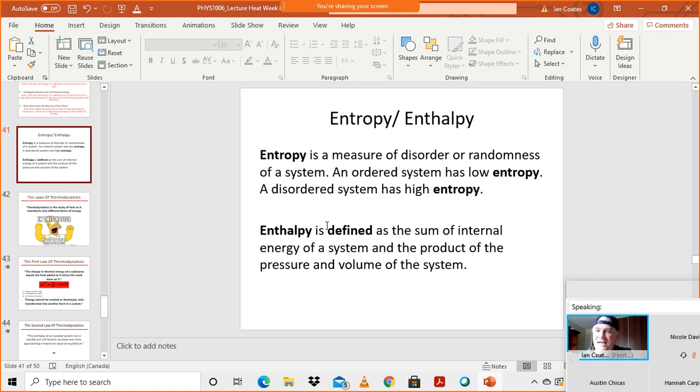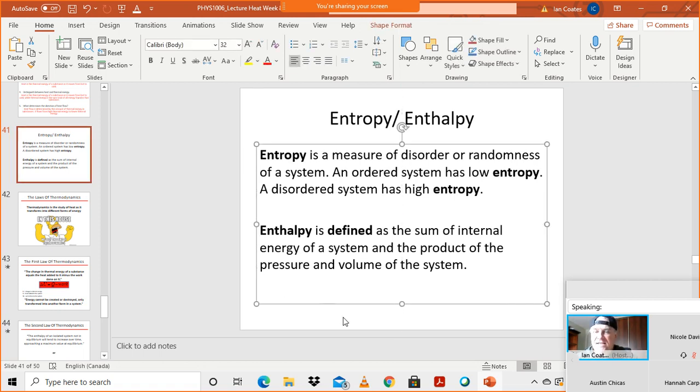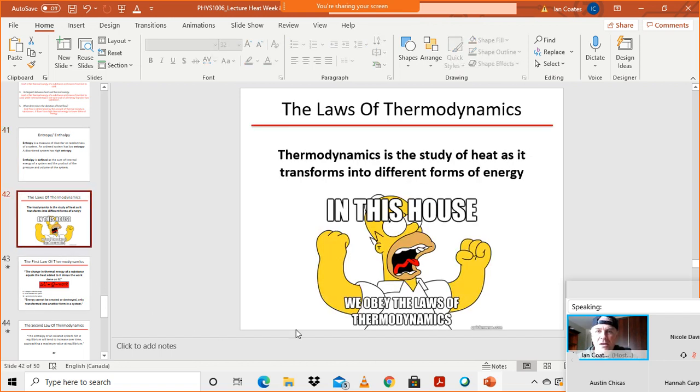We fight entropy by eating, and enthalpy is defined as the sum of the internal energy of a system and the product of the pressure and volume of this system. Now, what does all this mean here? Thermodynamics is a study of heat as it transforms into different forms of energy. We've already talked about one of them, thermal energy. Okay, but energy can exist in different forms.